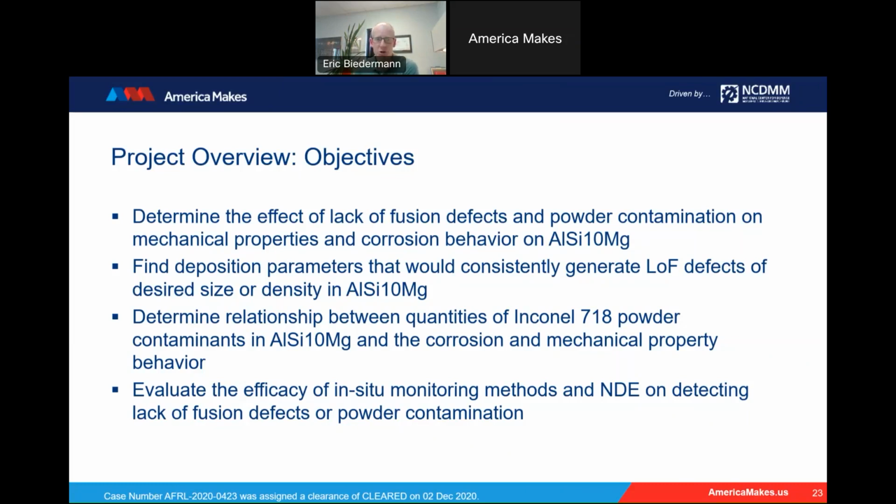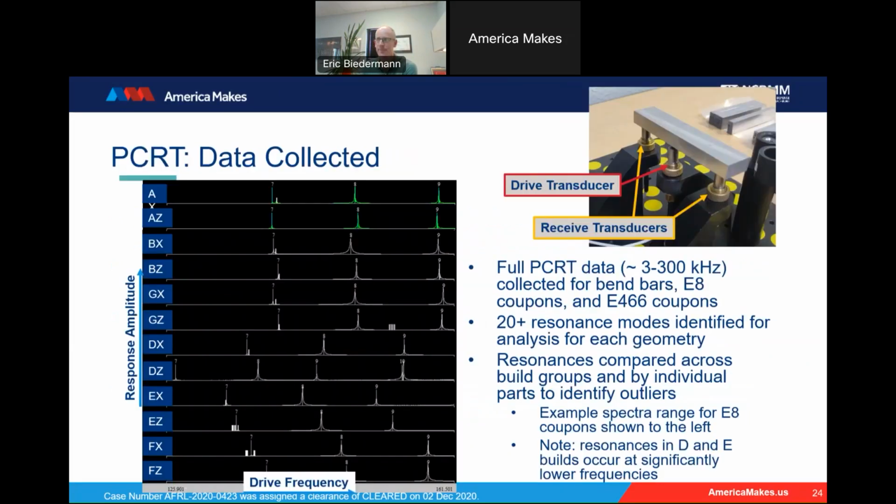These examples I'm going to show came just from the PCRT portion of this project, but if you're interested in the broader scope of this work, I can connect you with Professor Martin and share some additional information with you. There was quite a lot done in this program, and it's an extremely data-rich set of work on effects of defects in AM. So we captured data on a large population of components. There were some bend bars, some E8 coupons, and some E466 coupons. We scanned a frequency range from 3 to 300 kilohertz for these components, again highlighting the broad set of data you can get with our swept sine approach.